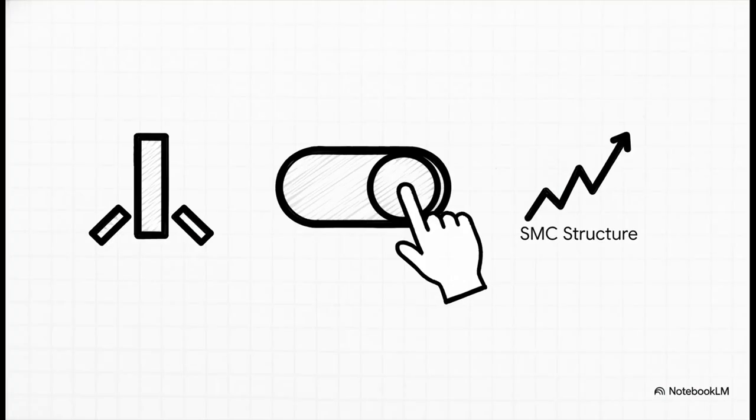First up, you get to choose the engine, so to speak, that finds the pivots. You can go with the traditional fractal pivots that many traders are used to, or you can switch it over to SMC structure, which uses a more modern logic, kind of like what you see in smart money concepts, to find those significant highs and lows.